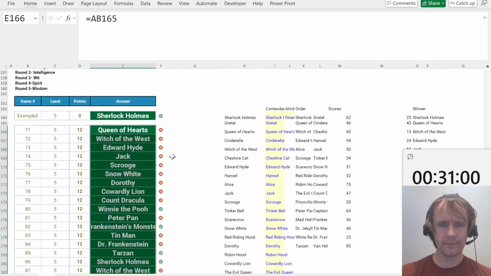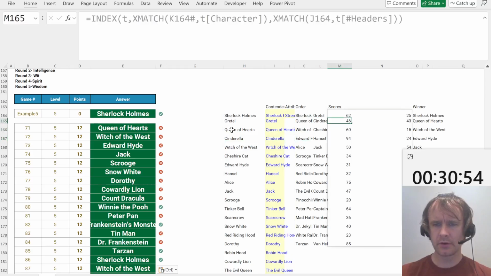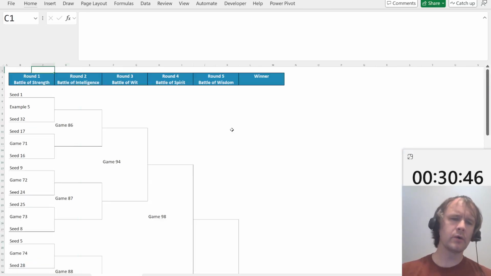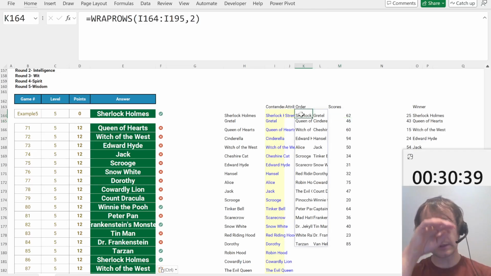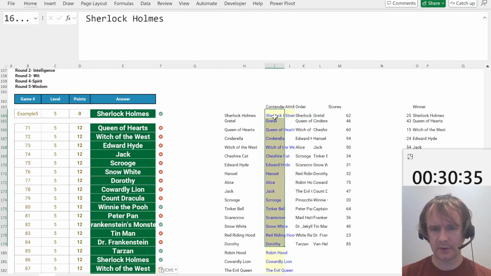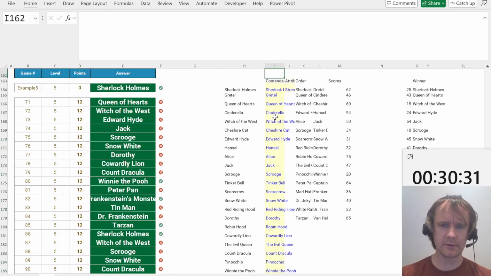No, darn. Okay, what's going on here? Queen of Hearts versus Cinderella on strength. Queen of Hearts has higher strength. Okay. Oh, sorry, because it's seed 1 versus seed 32. There's a fold. Yes, I remember this. So that's the wrong way to do it. What you need is the first half versus flip over the second half. Yes, that does ring a bell.